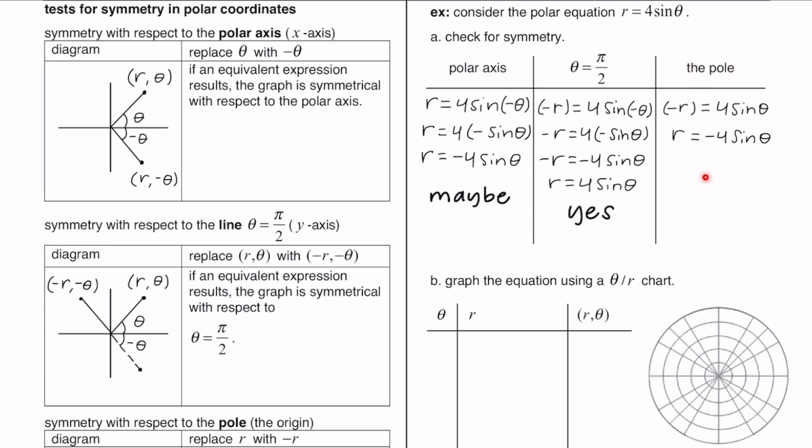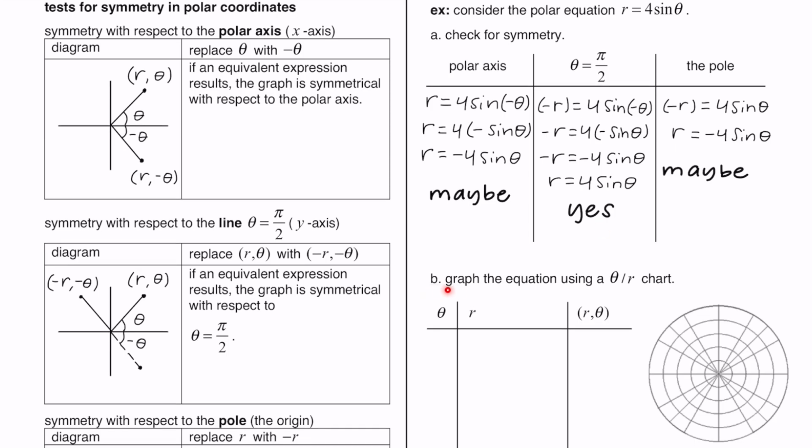So I'm just going to write the word maybe. Okay, so to recap for checking for symmetry, for polar axis, you plug in negative theta. For theta equals pi over 2, you plug in negative r and negative theta. And for the pole, you just plug in negative r. You simplify each expression, and then you check the resulting equation. And when you check those equations, if the equation is different, then you may or may not have that symmetry. If the equation is the same, then you do have that symmetry.